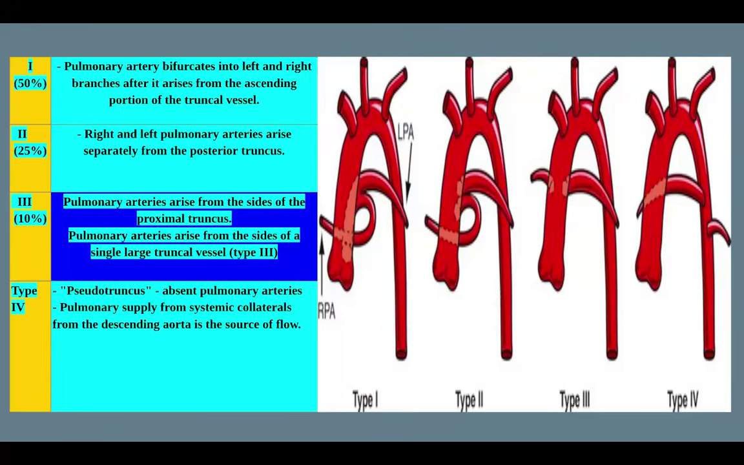Okay. And then type 4 is also known as pseudotruncus, with absent pulmonary arteries. And in this case, we will have those collaterals. Or think about an anastomosis, where at the end, they had those collaterals and those bypasses and so forth. So the heart is still trying to make a way to get this blood moving, and so it creates these collaterals of flow since the arteries are absent in this case.